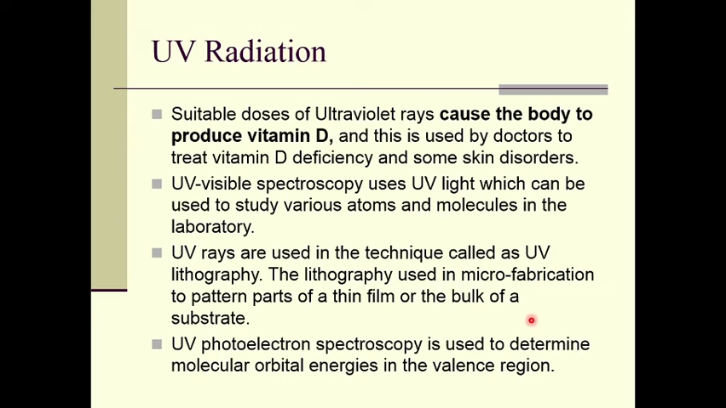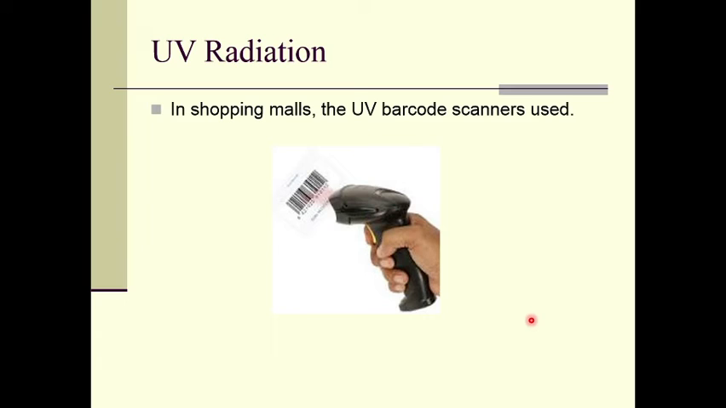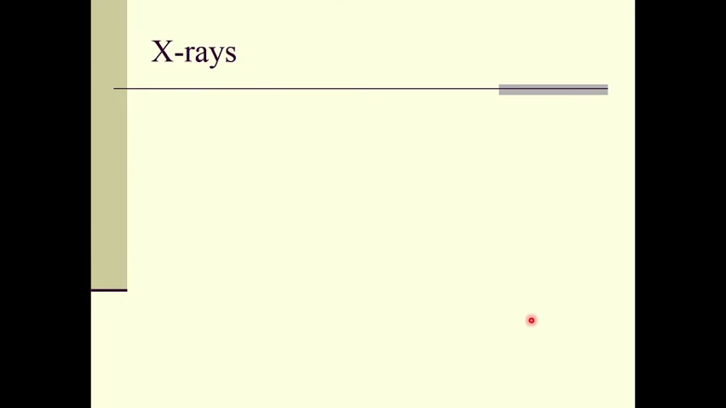UV electron spectroscopy is used to determine molecular orbital energies in the valence region. So, there are various applications of this UV radiation, just like in the shopping malls we use the UV barcode scanners to scan the price and more information about the products, right.